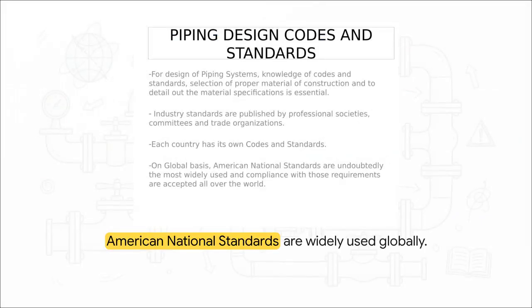Now, before we really get into the nuts and bolts of the infrastructure, we have to clear up a massive misconception in the industry. While every single country technically has its own specific set of regulations, American national standards are universally accepted globally. Seriously, whether you're building a state-of-the-art refinery in the Middle East or a massive power plant in Asia, compliance with these American requirements is the standard for piping design and material selection. They are the true global baseline.